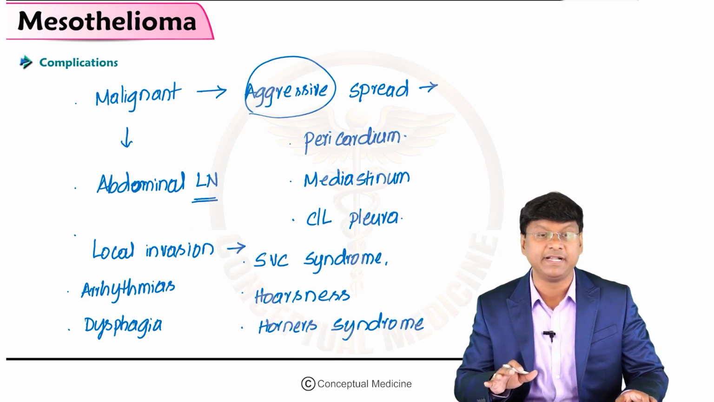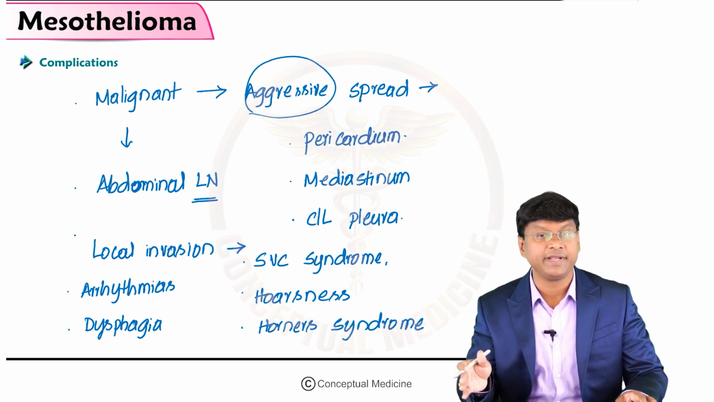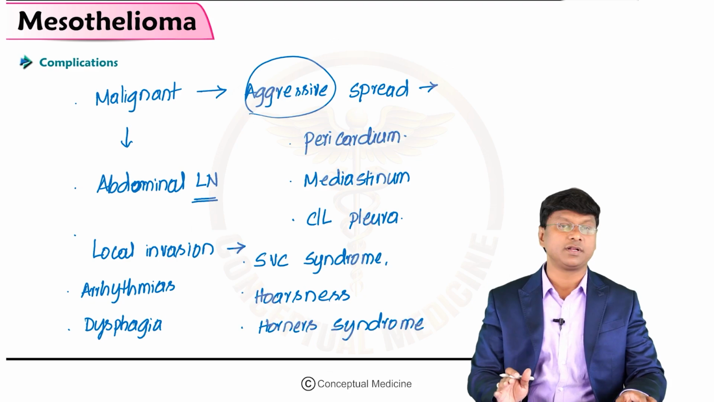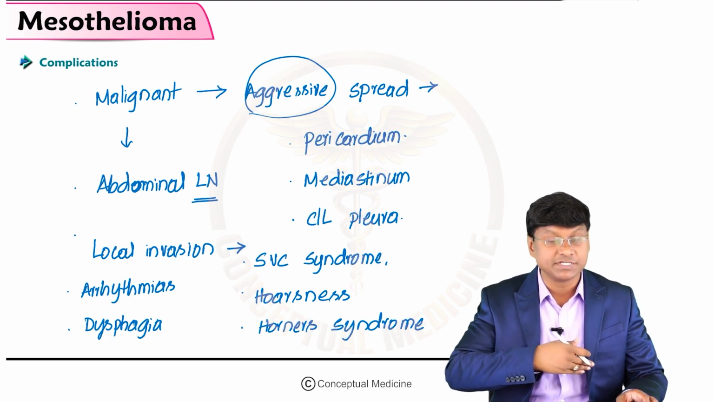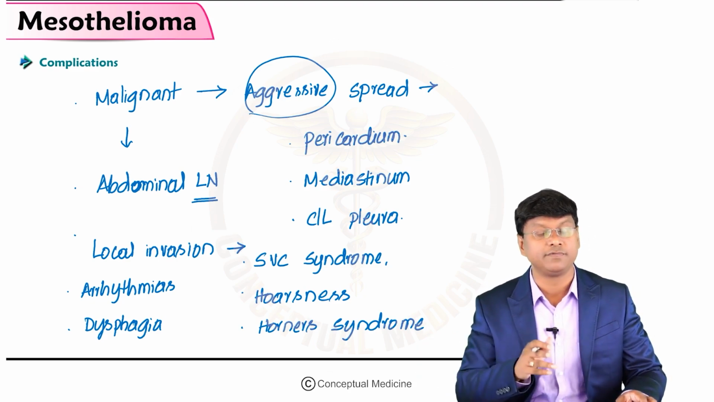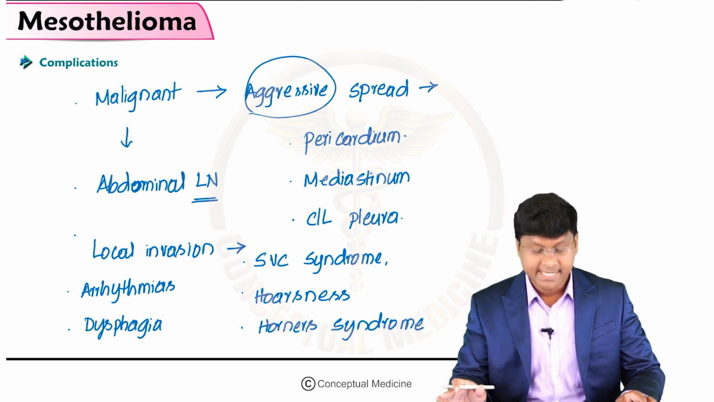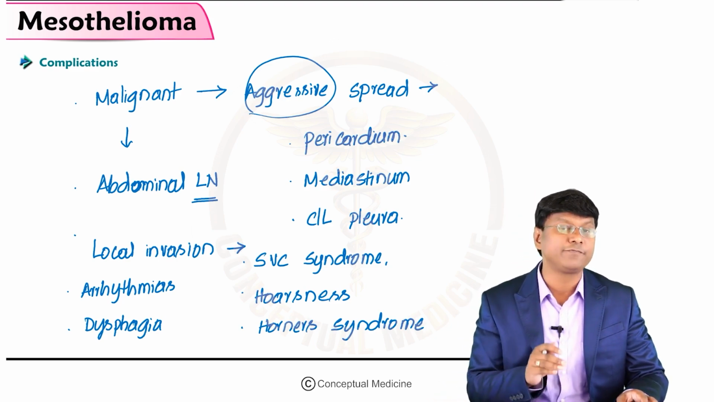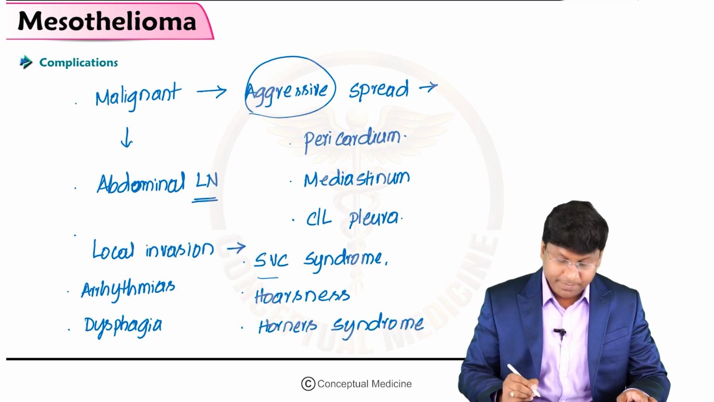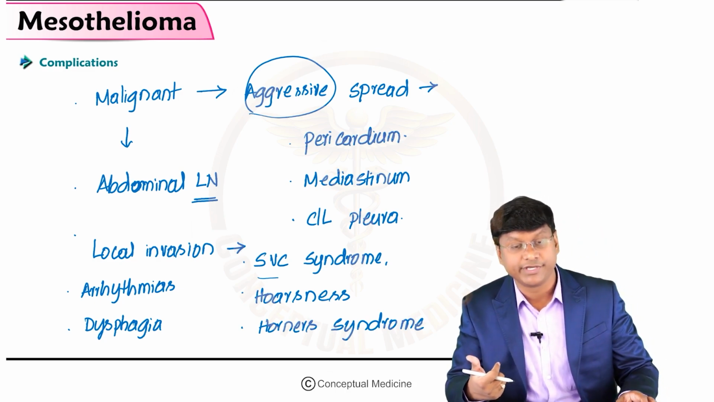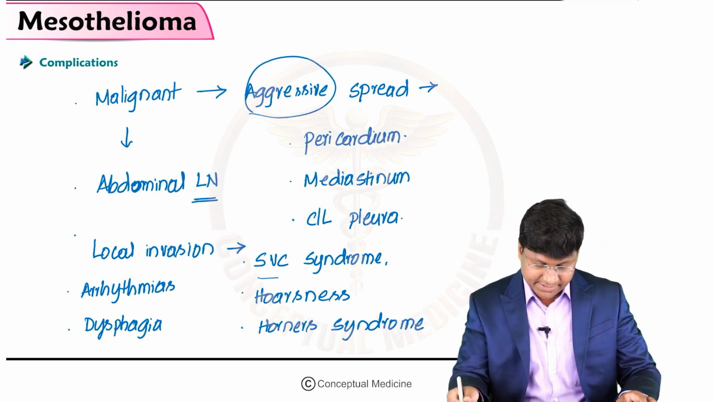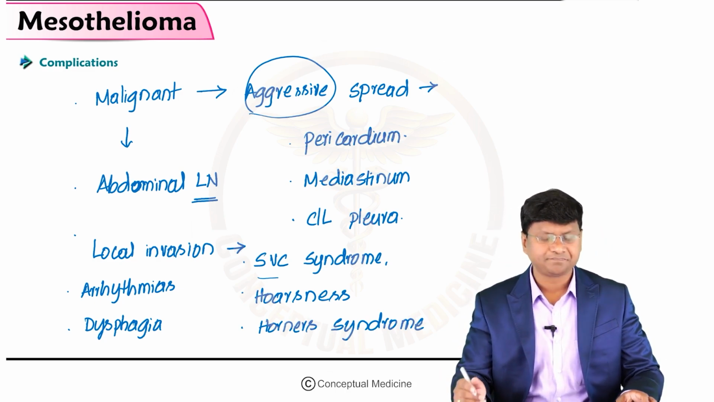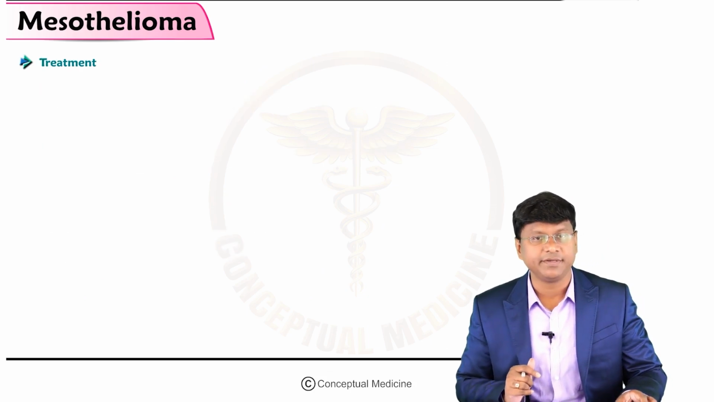They progress rapidly to the surrounding pericardium, mediastinum, as well as even the contralateral pleura. And sometimes they spread even beyond the thorax to involve the abdominal lymph nodes and organs. And local invasion of thoracic structures may cause superior vena cava syndrome, hoarseness of voice, Horner syndrome, arrhythmias, as well as dysphagia. Now, coming to the treatment.